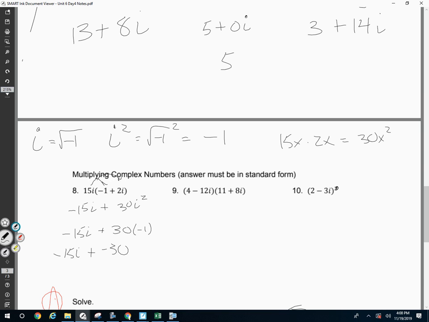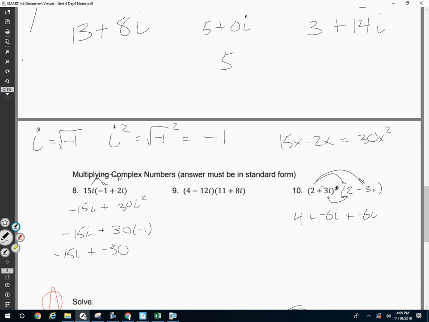Look at number 10. Imagine I was asking you to take 2 minus 3i and multiply by 2 minus 3i. That's what you have to do when you're asked to square things. Let's distribute. Mr. Irwin, 2 times 2. 2 times negative 3i. Good. Miss Pierce, negative 3i times 2. Negative 6i.